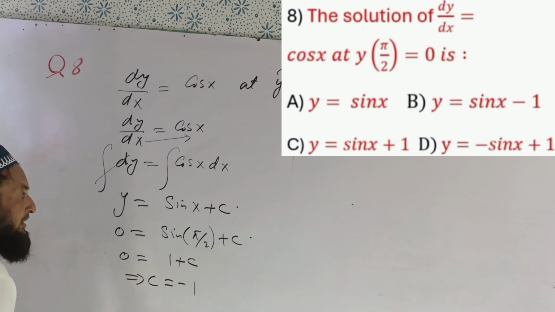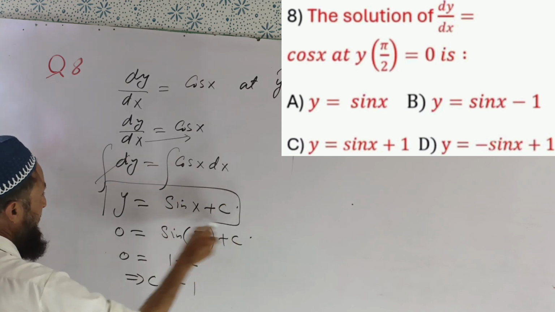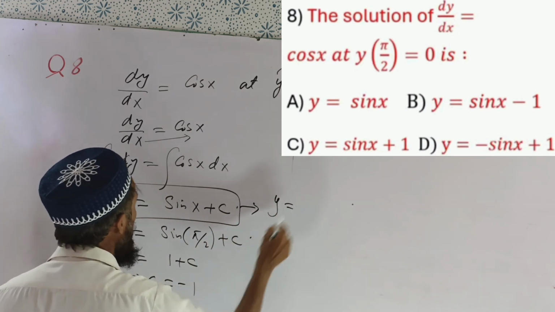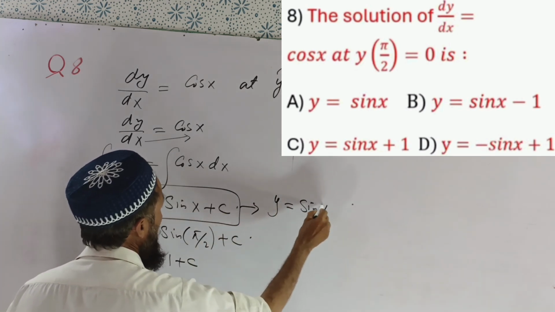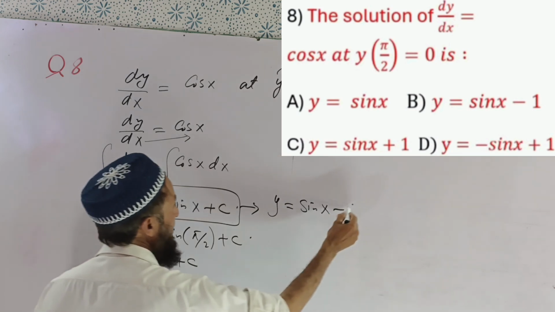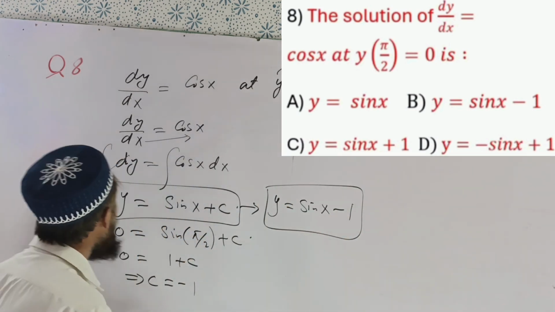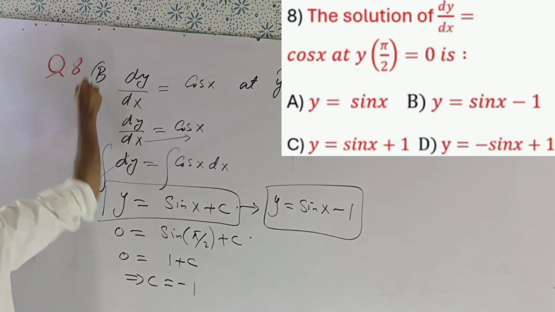So we find the solution by replacing c in this function: y is equal to sine x, and in place of c we put minus 1. So here option B is the correct answer.